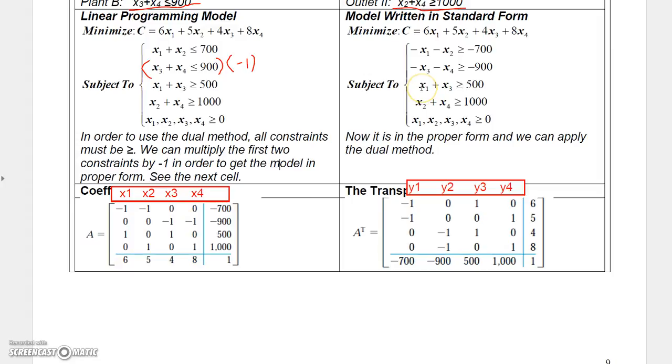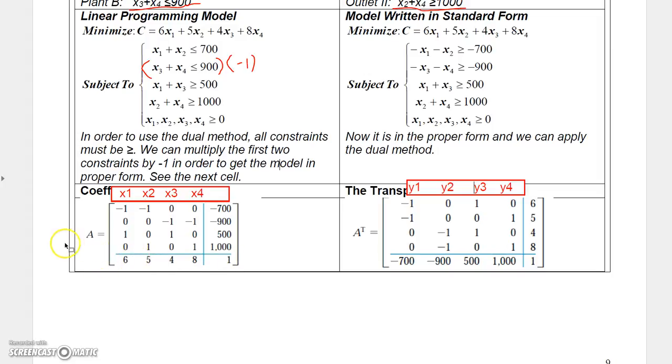Now the third constraint, I have an x1 and an x3. So I have one x1, one x3. So here's 1 for 1x1. I didn't have an x2, so a 0 there. 1 x3, and I didn't have an x4, so put 0 there. And then 500 was the constant. And then the last one has only x2 and x4. So I have 0x1, 1x2, 0x3, 1x4, and then 1,000 for the constant. And then the objective function up here, the coefficients are 6, 5, 4, and 8. So we put 6, 5, 4, and 8. And then we put the 1 here for 1c.